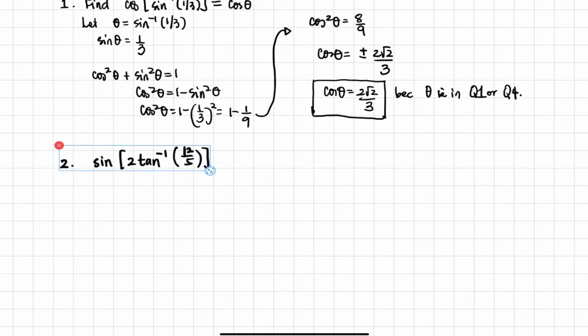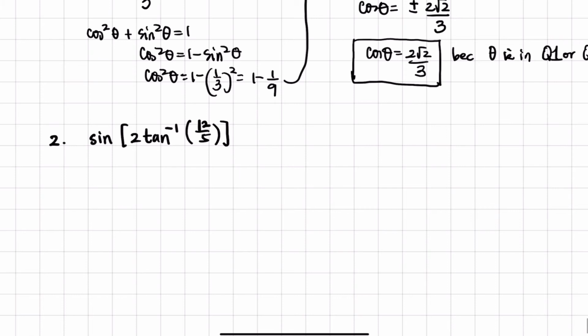Number 2, okay, para hindi tayo mawala, let theta equal to tangent inverse 12/5. So, bali, ang pinapahanap na lang talaga sa atin is sine 2 theta. Ito yung ginawa nating theta. But sine 2 theta, based on the double angle identity, is 2 sine theta cos theta. Okay, so kailangan natin mahanap yung sine theta and cos theta to solve this thing.